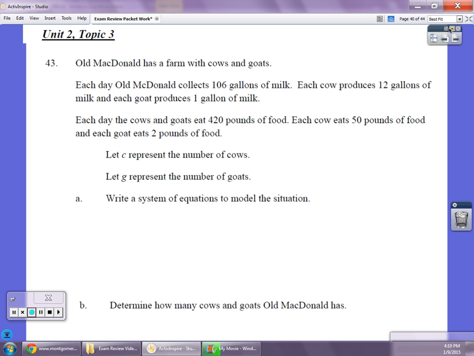Let C represent the number of cows. Let G represent the number of goats. Write a system of equations to model this situation. Okay, so we need two equations.